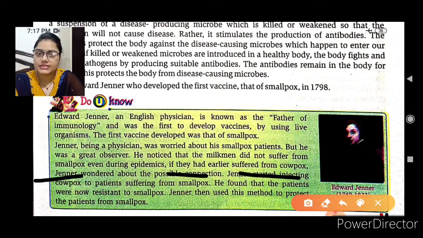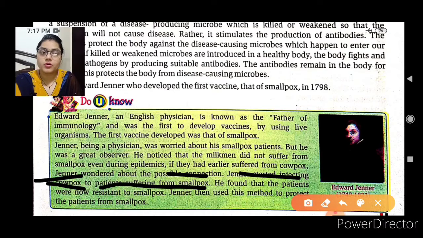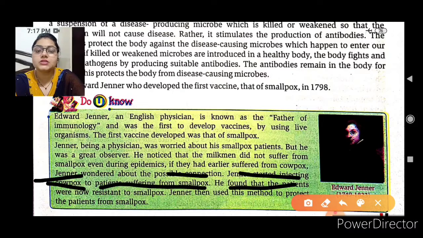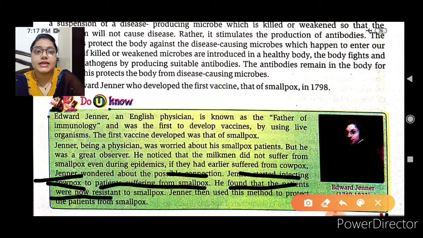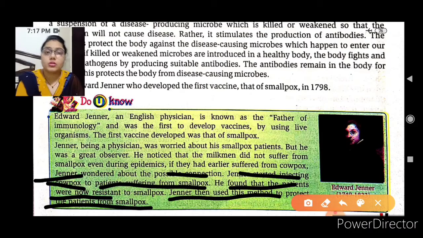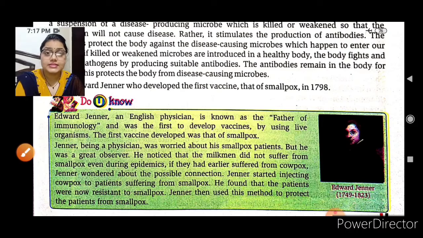Jenner started injecting cowpox into patients, and he found that the patients were now resistant to smallpox. Jenner then used this method to protect patients from smallpox. That was his observation, and that is how Jenner created the vaccine.